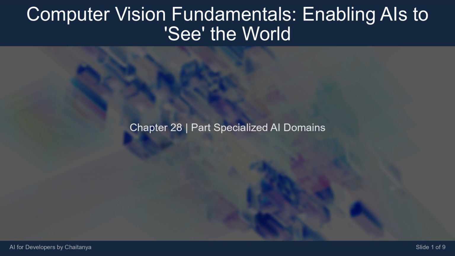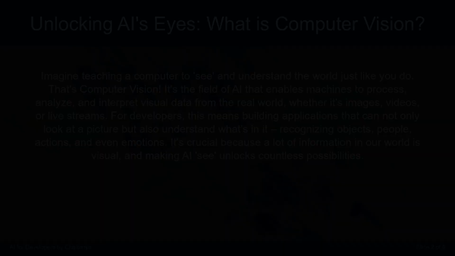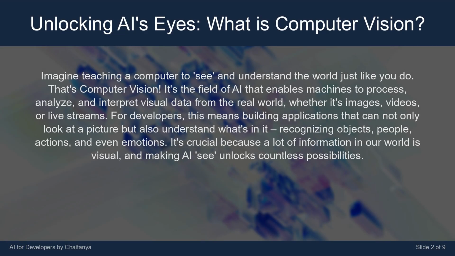Enabling eyes to see the world. Imagine teaching a computer to see and understand the world just like you do. That's computer vision. It's the field of AI that enables machines to process, analyze, and interpret visual data from the real world. Whether it's images, videos, or live streams for developers.